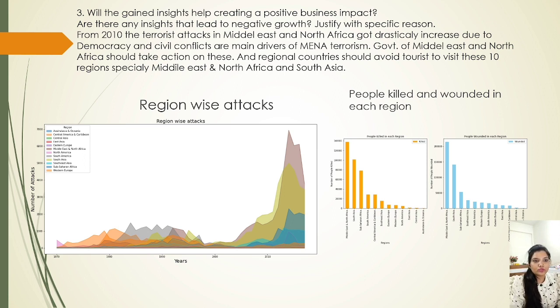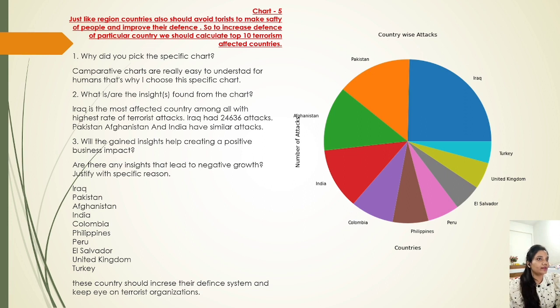And here we show the death rate in each region, which is no surprise, as the Middle East and North Africa is highest, and also wounded people are highest in the Middle East and North Africa. So we are moving to the next slide.